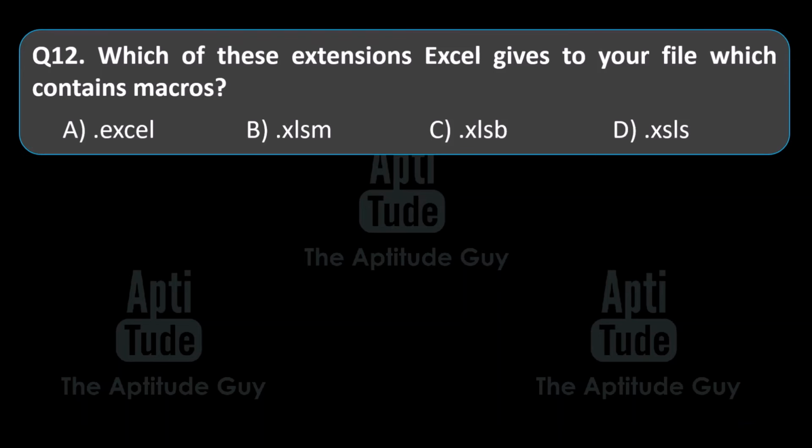In the exam, you will get on an average 1 minute per question, but some of the questions will take more than a minute, more than 2 minutes also. And some questions like this one, you either know the answer or you do not know the answer. To answer this question, you need only 10 seconds, not more than that. So, the answer is option B, .xlsm. The M over here is for macros. Okay, let's move on.